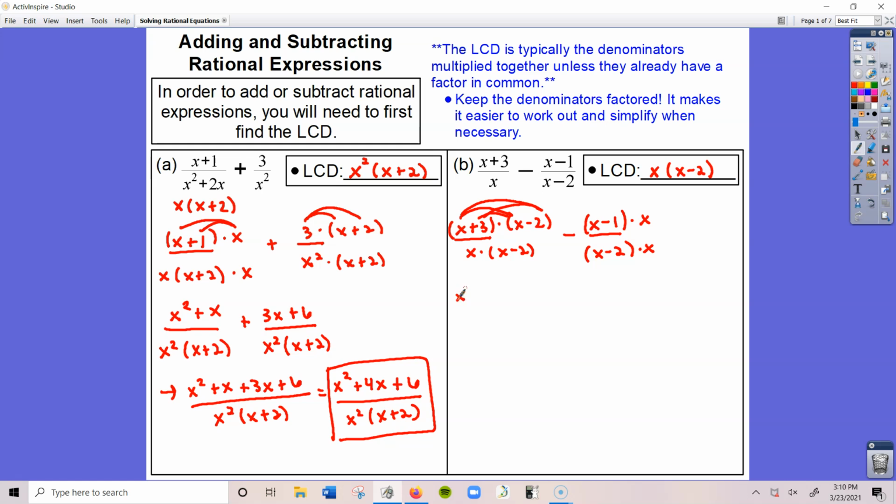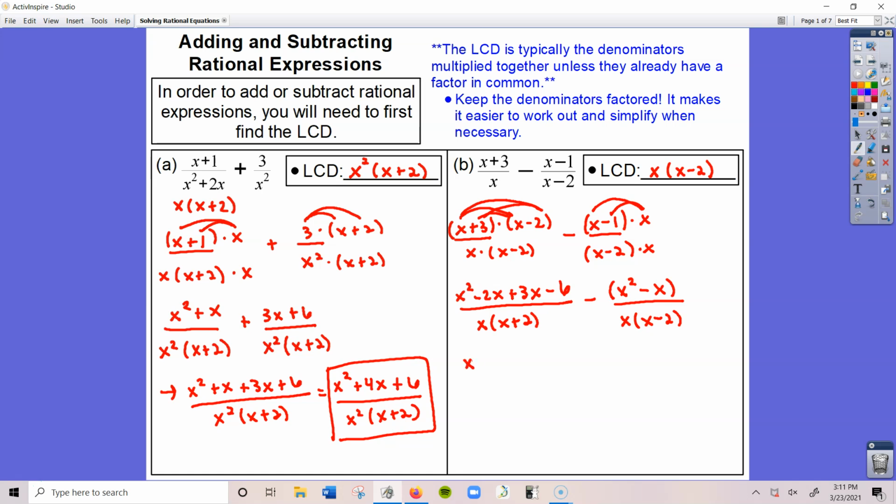And that would give us x squared minus 2x plus 3x minus 6 all over x times x plus 2. Minus, now I'm going to distribute this x, and that would give us x squared minus x all over x times x minus 2. Again, we have the same denominators now, so we can put all of this together. And again, notice how I left everything to the right of the minus sign in parentheses, so I don't forget that I'm going to need to distribute that negative.